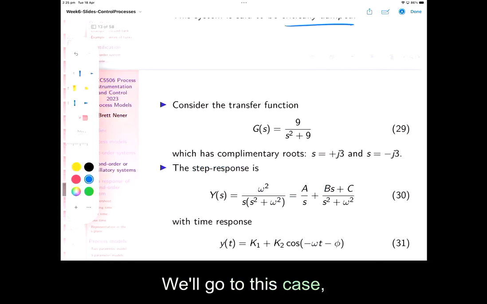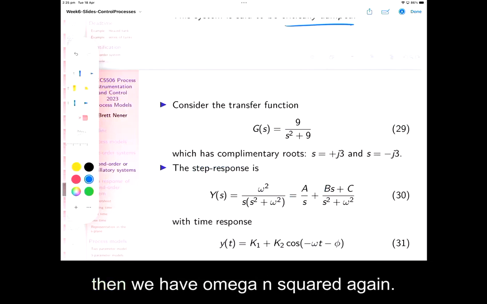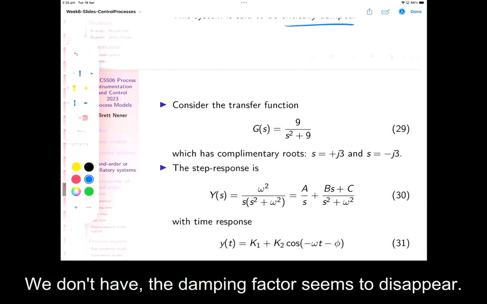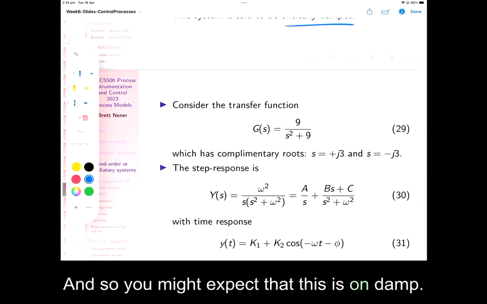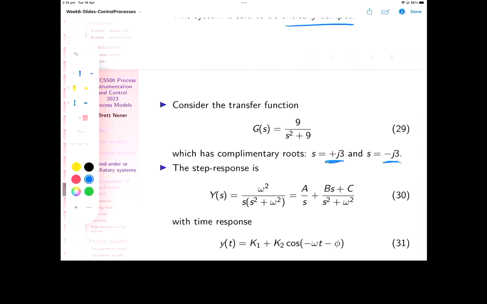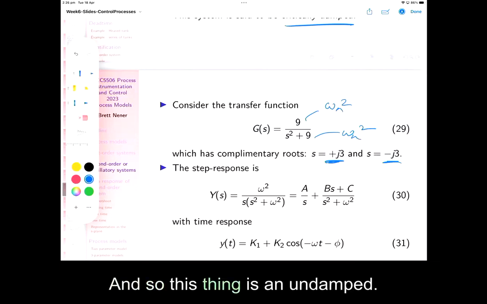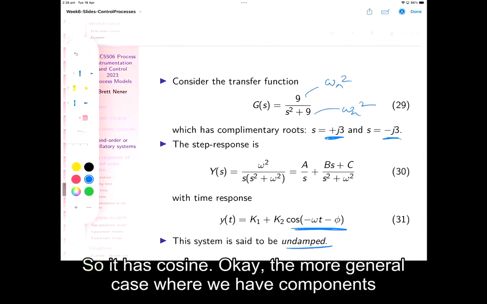If we go to this case, then we have omega n squared again, but we don't have the damping factor, so you might expect that this is undamped. And sure enough, you look at the poles and they're purely imaginary. We've kept omega n the same and made the damping 0, and so this is undamped. So it has a cosine-like function.